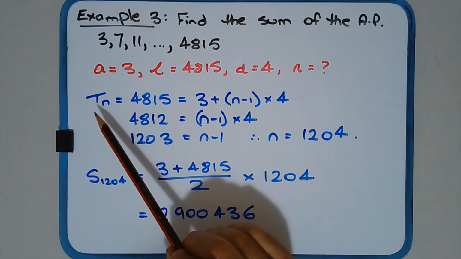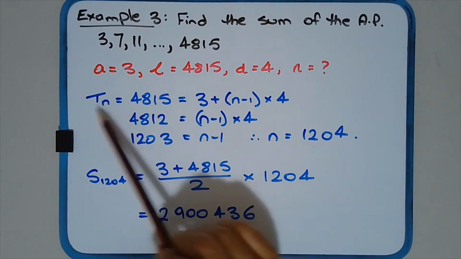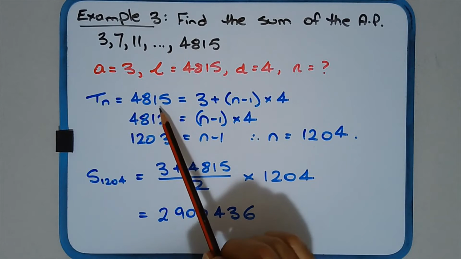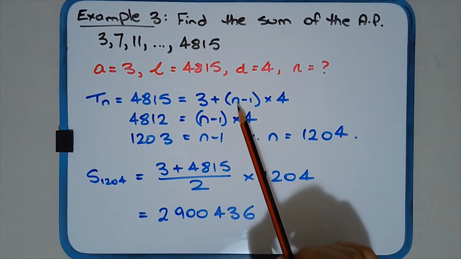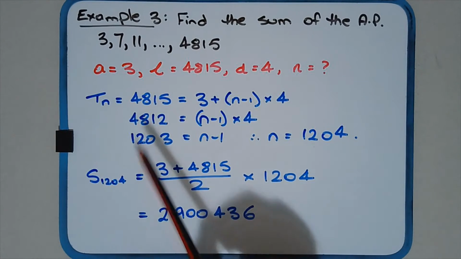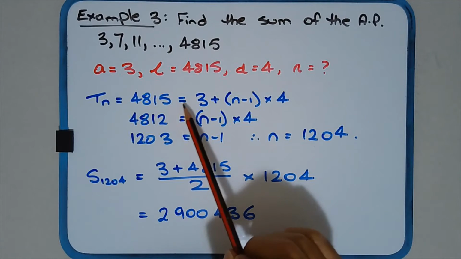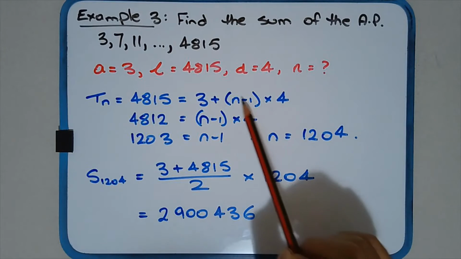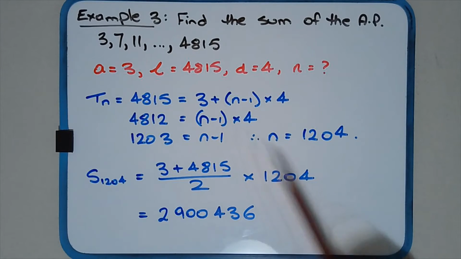So let's determine n first. So Tn is equal to 4,815. So I go straight to the last term and determine what value of n would give me the last term. So 4,815 is equal to 3 plus (n minus 1) times 4. And we're going to solve for n. So this is the formula for the general term or the nth term of an arithmetic progression.